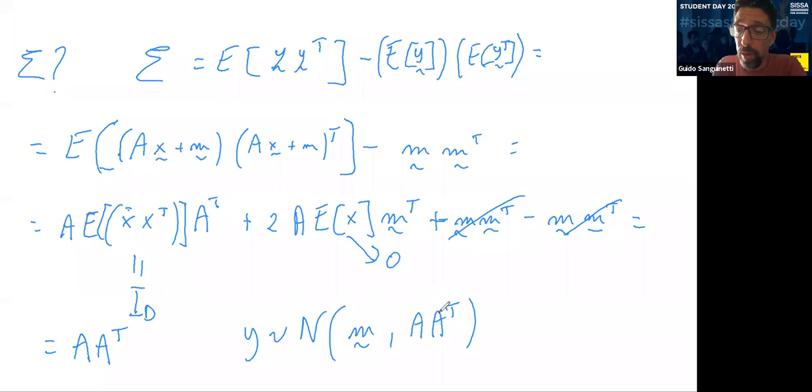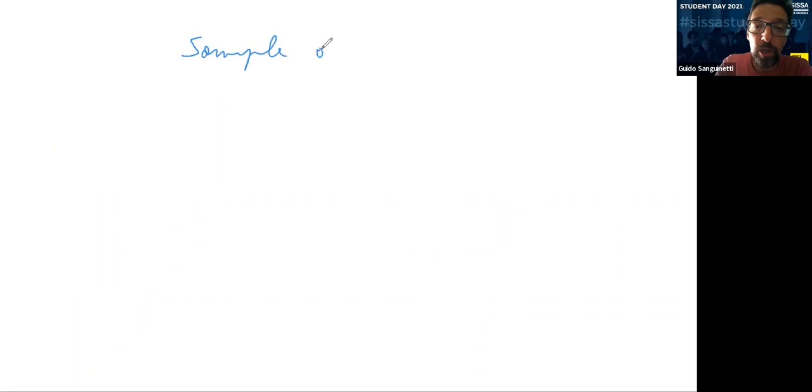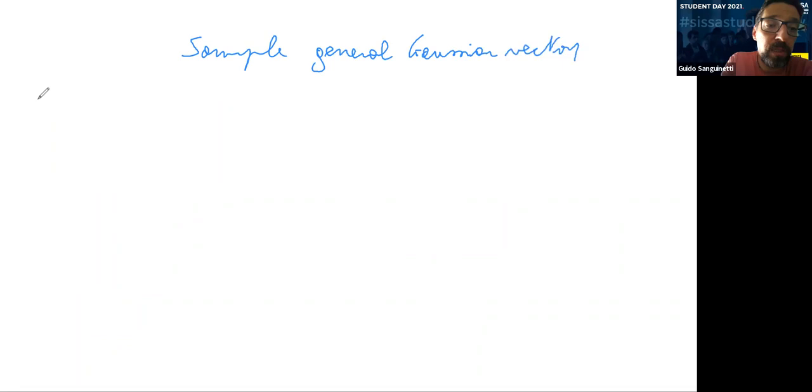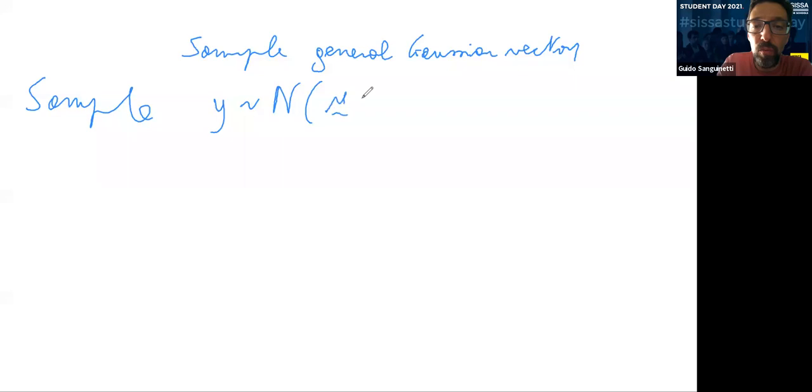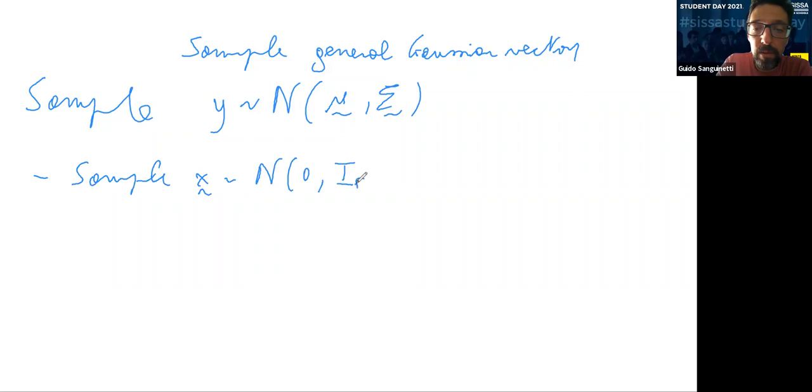So this straight away tells you how you can, for example, sample general Gaussian vectors. So if someone asks you to sample values y from a Gaussian with mean mu and covariance sigma, then what you need to do is sample x from N(0, 1). So sample independently each entry of a vector with d dimensions, then compute A such that A A transpose equals sigma.